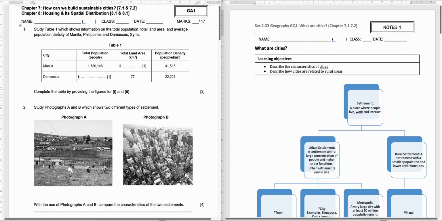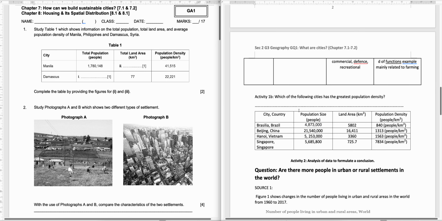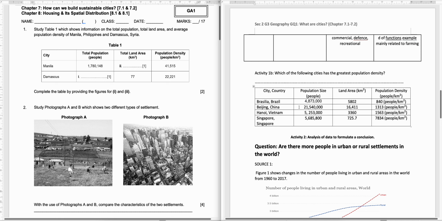Now the first question, they gave you information about total population, total land area, and average population density of two different cities. So you are given some information but not complete, and you're asked to complete the table by providing the figures for 1 and 2. So how do you calculate? Do you remember how to do population density? If you look at notes 1, and you would remember this page over here, we talk about population density. You calculate population density by dividing the size by the land area, and that's how you get the density.